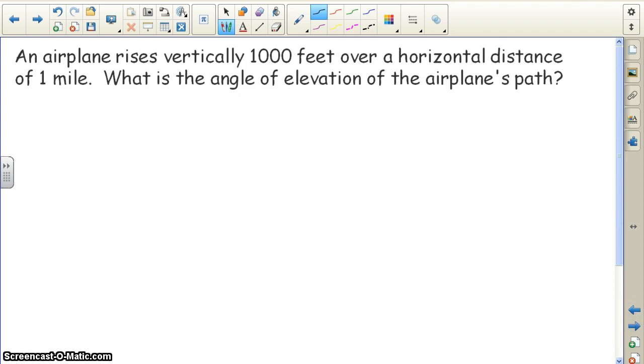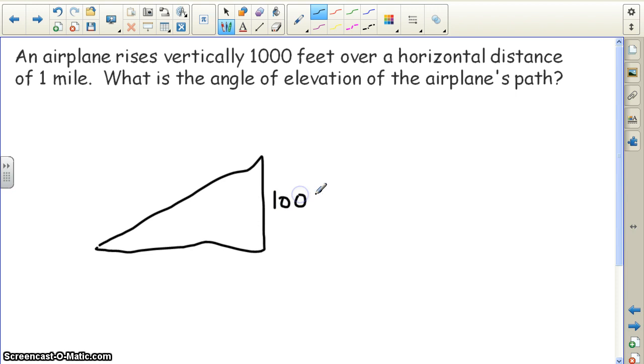All right, final example. In our final example, it says that an airplane rises vertically 1,000 feet over a horizontal distance of 1 mile. What's the angle of elevation for an airplane's path? So basically, we've got an airplane here. It's elevating. So again, we've got a right triangle, well, kind of a right triangle. It says it rises vertically 1,000 feet, so we're going to put 1,000 here. And then it says a horizontal distance of a mile.